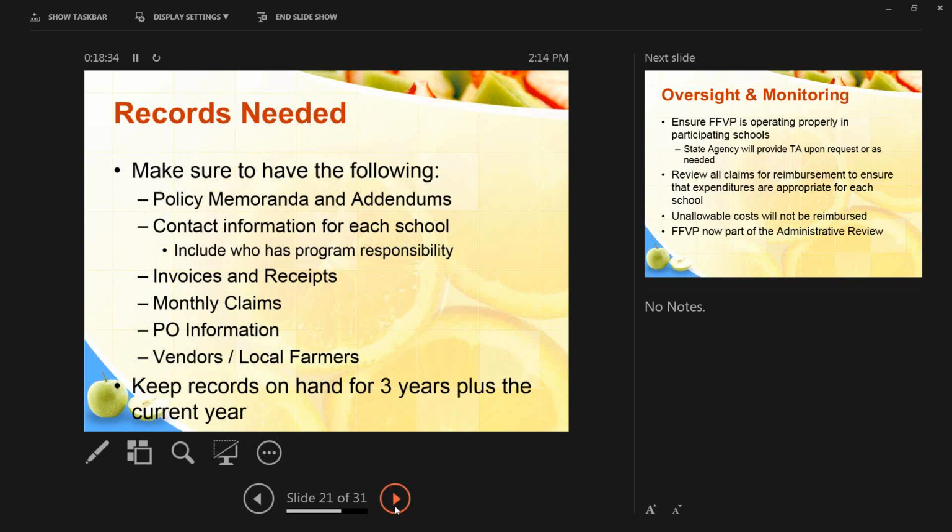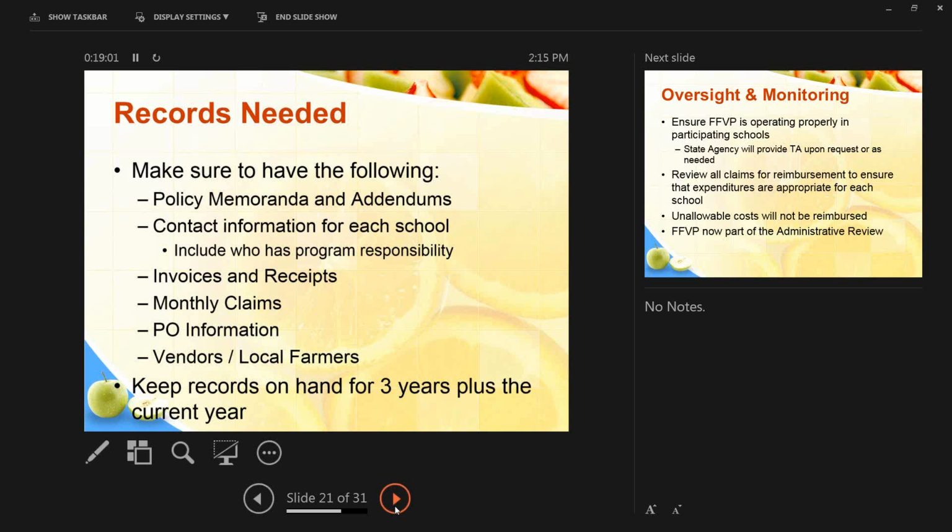You're going to want to gather contact information for each school and sort out who has program responsibility at that location. Sometimes that's the food service manager at that site, and sometimes that's somebody who works more directly with grants. We don't have any hard rules on that. We just like to see that everybody's communicating well and there's a clear understanding of who's responsible for which aspects of the program.